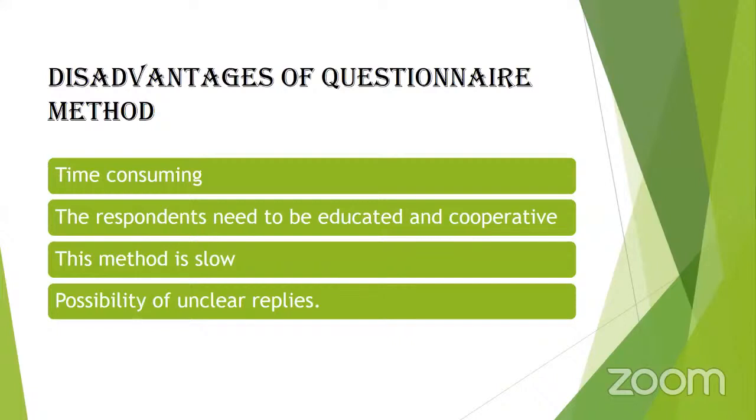If it's a self-administered questionnaire, otherwise you have to help the person by reading, making them understand, and then answering. And they should be cooperative also. The method is slow, time consuming, that's why I mentioned, and there is a possibility of sometimes unclear replies also. If you're distributing the questionnaire and then collecting, you may end up getting some answers which are not clear. Handwriting is not clear. What they mentioned doesn't make sense. So sometimes there may be some missing data also.